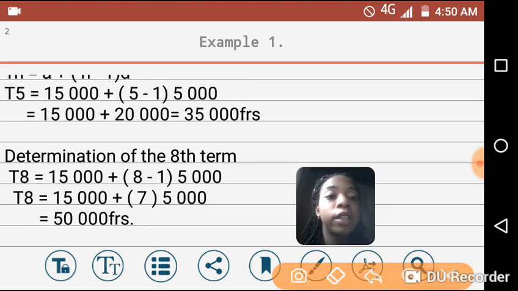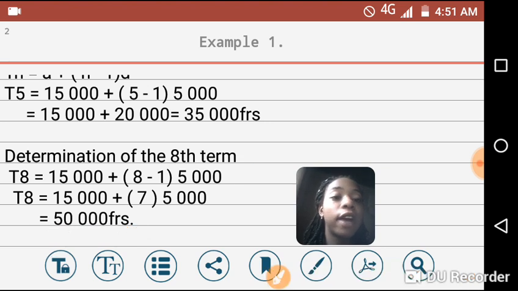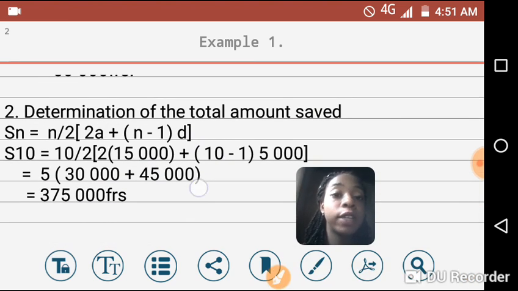Now let's find out what the amount of the eighth term is going to be. T8 is going to be 15,000 plus 8 minus 1. You remember, you're looking for the eighth term of the AP, so you are going to use 8 in the place of the N. 8 minus 1, and you multiply it by your D, that's 5,000 francs. T8 now is going to be 15,000 plus 7 times 5,000 francs. When you do all that on your calculator, it's going to give you 50,000 francs. So the eighth term of the AP is 50,000 francs. Now you're done with the first part of the question.